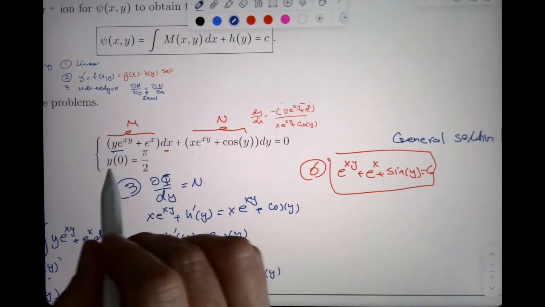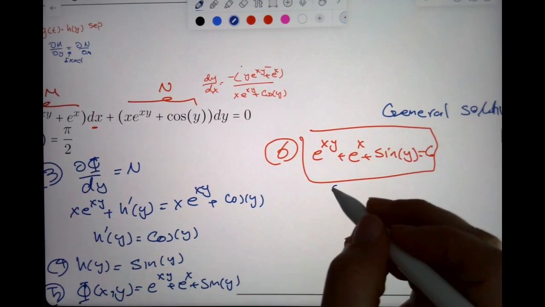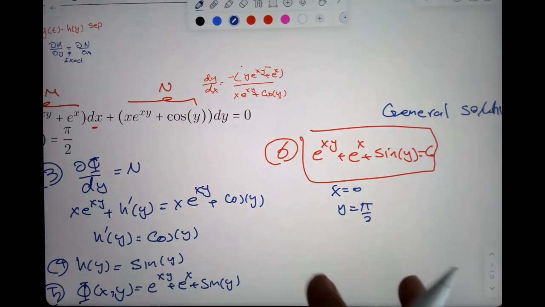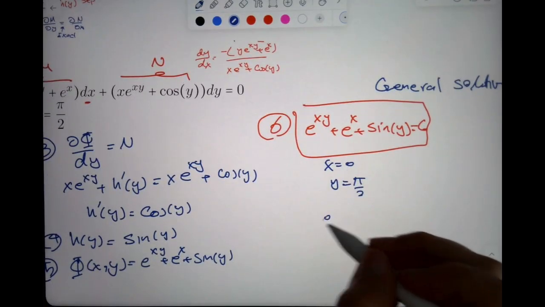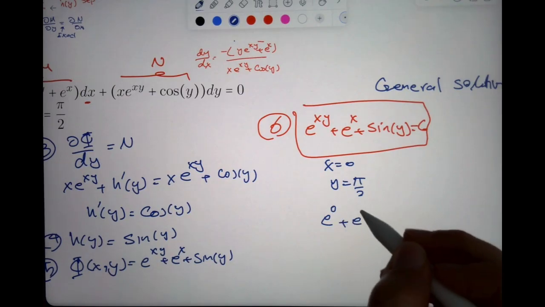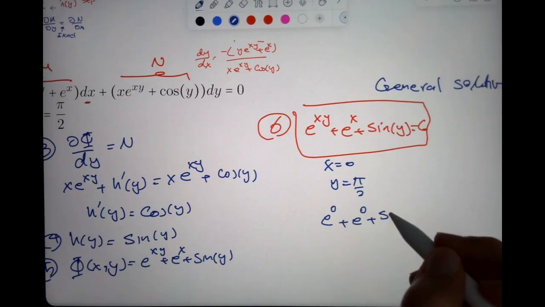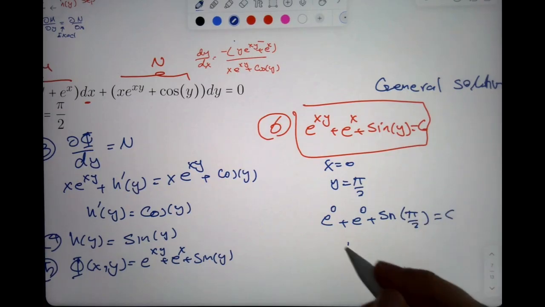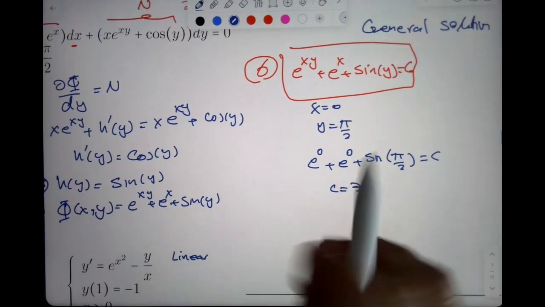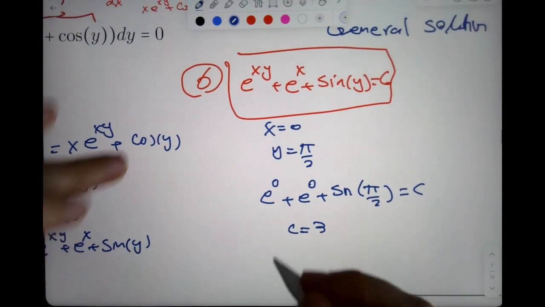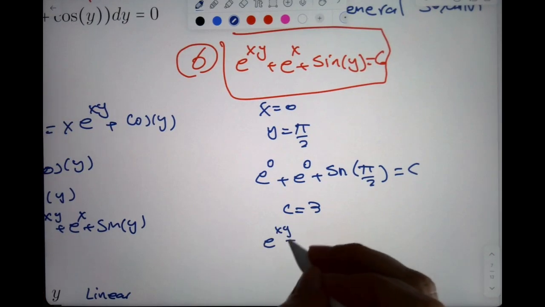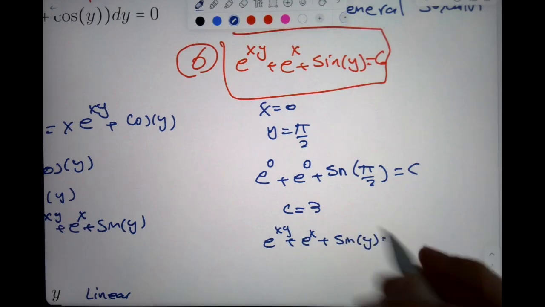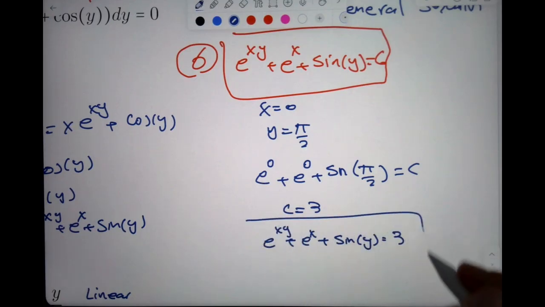What I need to do is to use the initial point. So x equal to 0, y equal to pi half, and let's plug it in. You get e to the 0 plus e to the 0 plus sine of pi half, which is equal to c. C is going to be equal to 3. The initial value solution is e to the power xy plus e to the power x plus sine of y equal to 3. And that's your answer.